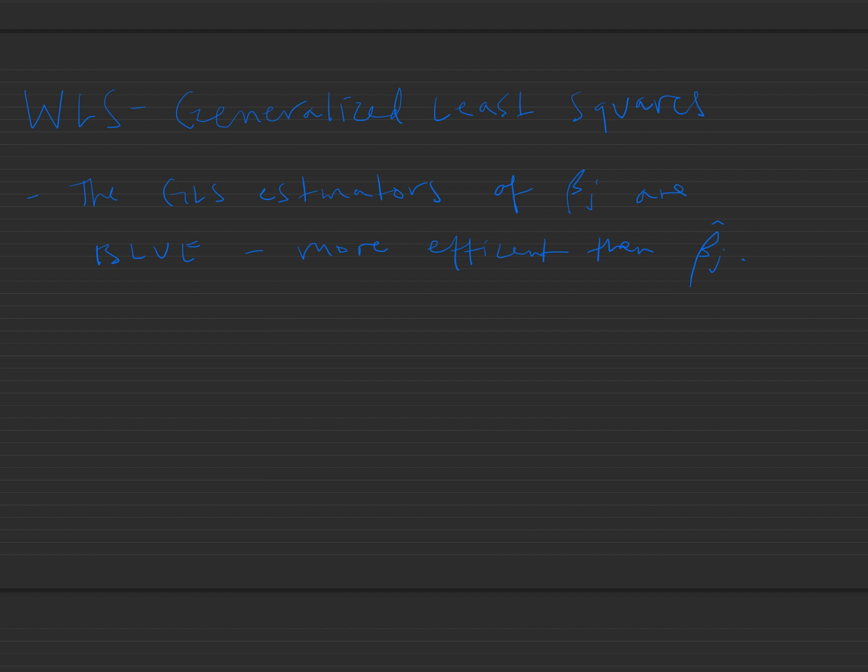In the last video, we just concluded that generalized least squares estimators are the best linear unbiased estimators of beta j. They're more efficient than OLS estimators. Now we just brought in this term, generalized least squares estimators. What are these things? Well, the generalized least squares estimators for correcting heteroscedasticity are the weighted least squares estimators.